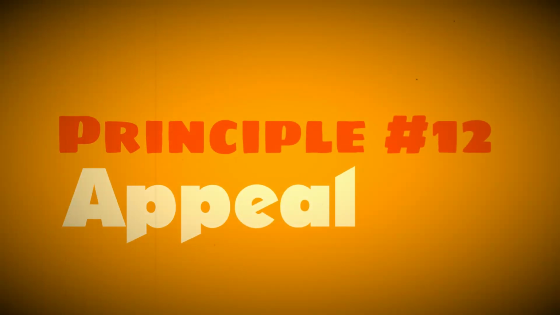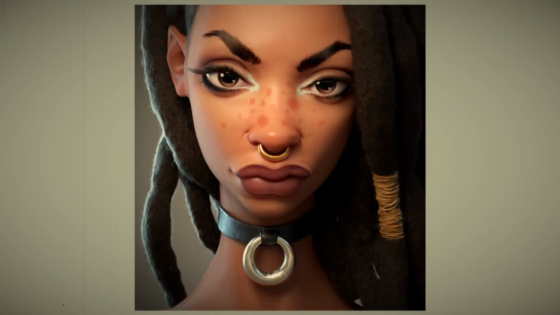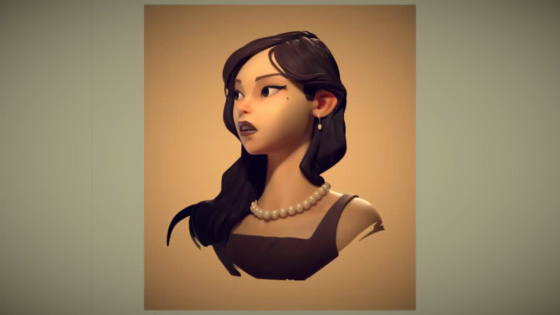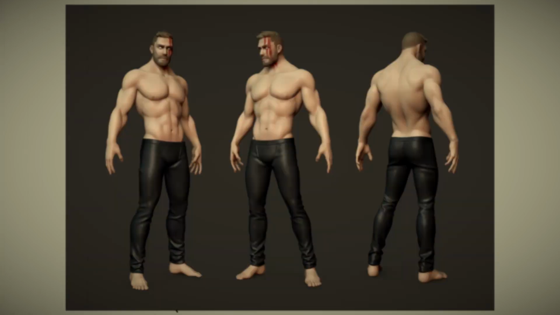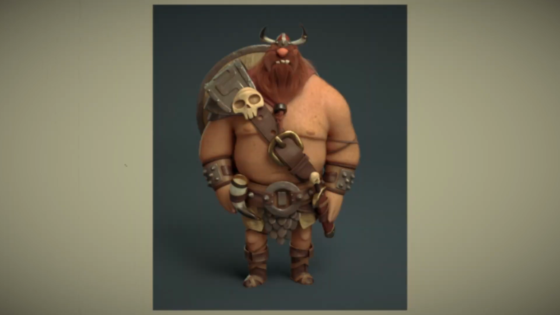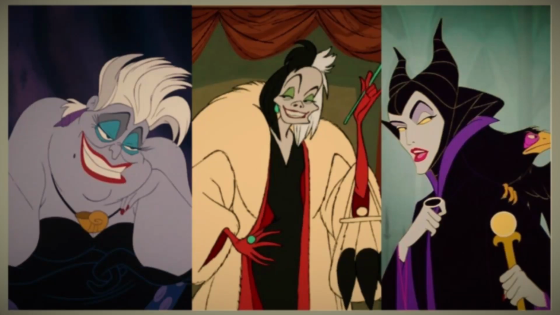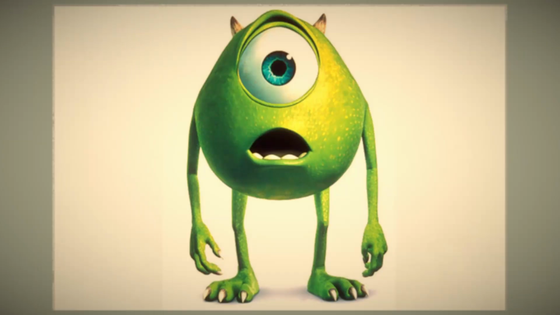All right, we're on to the last principle, principle number 12, appeal. Appeal in animation corresponds to what we would call charisma in an actor. The characters that an animator animates should have some sort of appealing aspect to like about them. Now, a character doesn't need to be good looking, more so it needs to look interesting. And they don't necessarily have to be the hero to be sympathetic or to have appeal. In fact, villains and monsters each need a level of appeal.